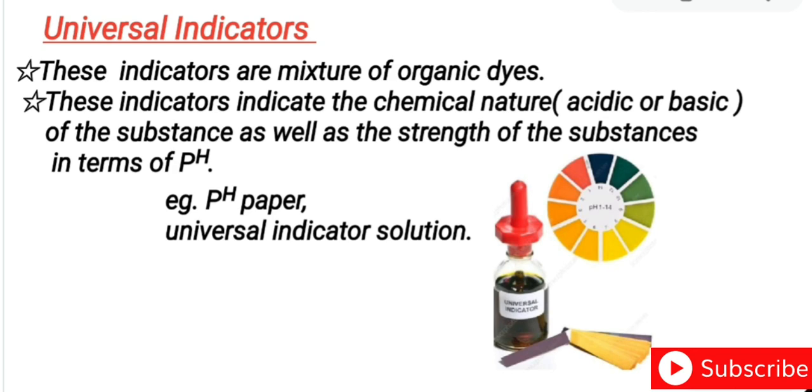So let us know what a universal indicator is. Universal indicators are a mixture of organic dyes. It is prepared when we mix various dyes. These indicators indicate the chemical nature, whether acidic or basic, of the substance, as well as the strength of the substance in terms of pH. And what are the common examples of the universal indicator? It is pH paper and universal indicator solution. Both of these you can get easily in your laboratory.